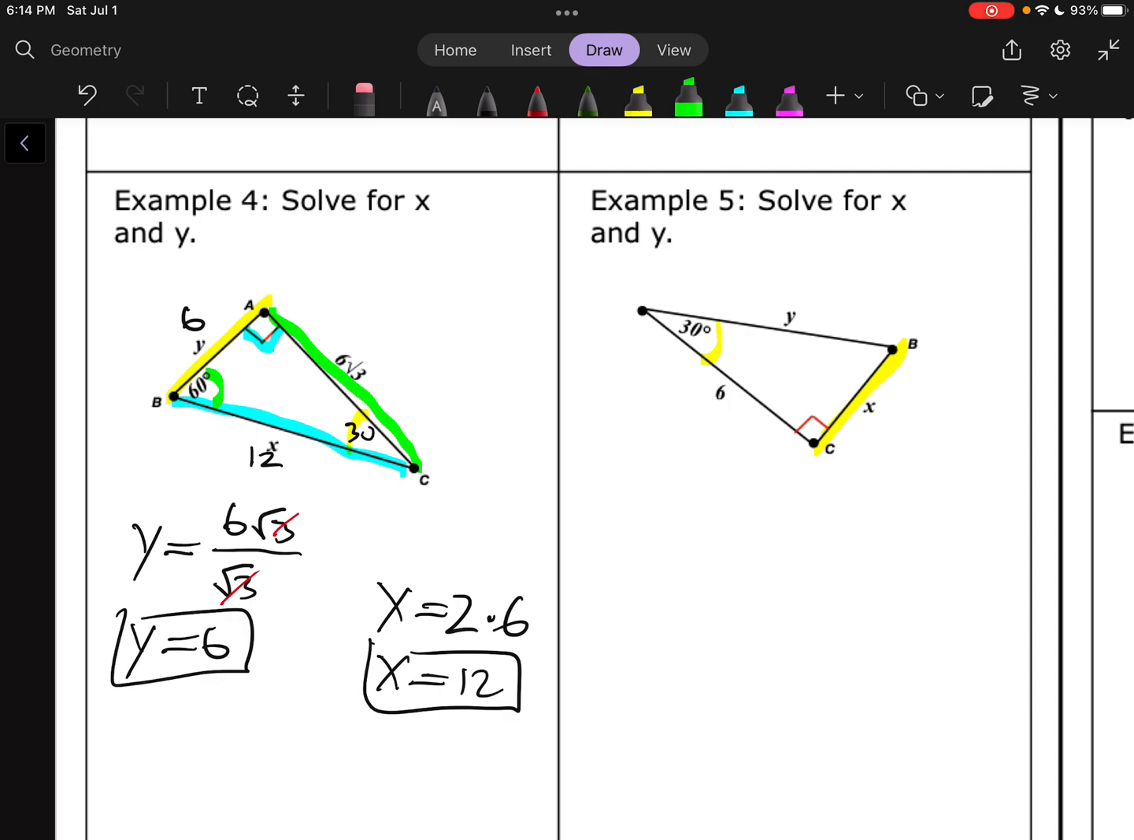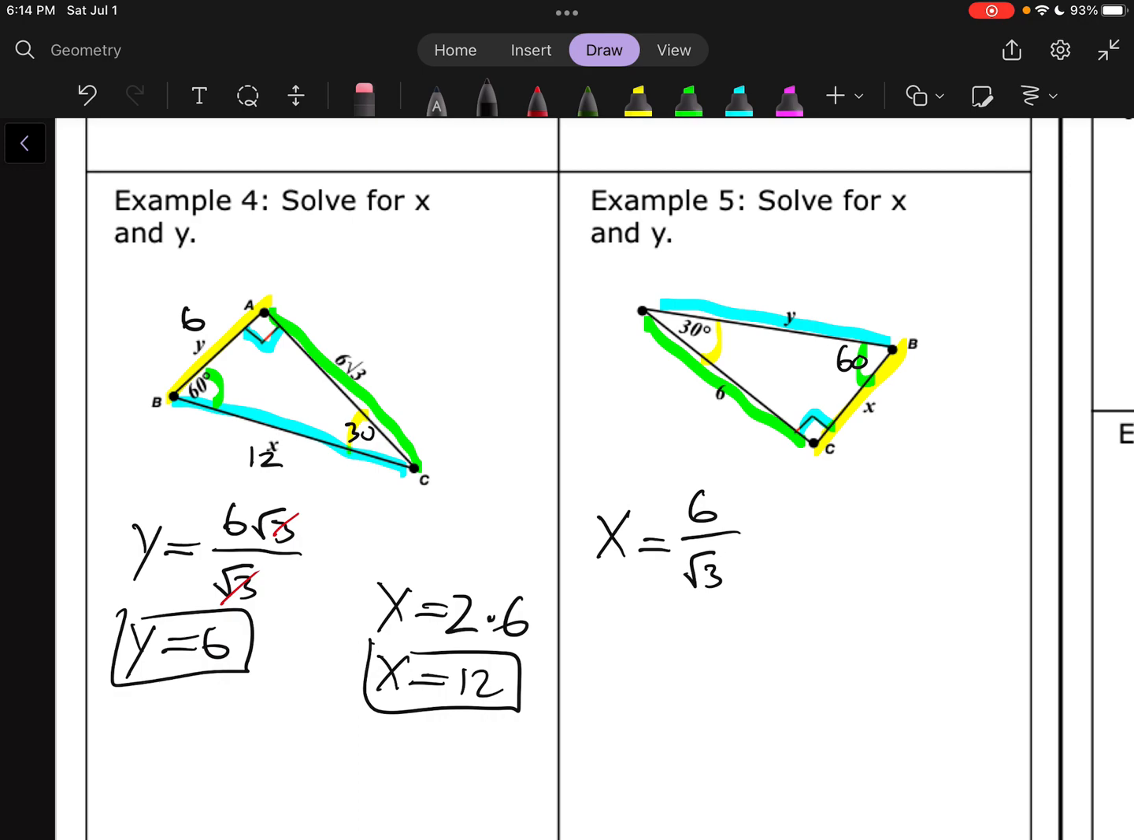The short leg is that X. The long leg is the 6. That's where the 60 would go. And my hypotenuse is the Y. So to find the short leg, because we always want to find the short leg first if we don't know it, we are supposed to do the long leg divided by root 3.